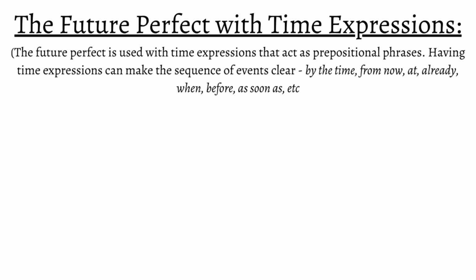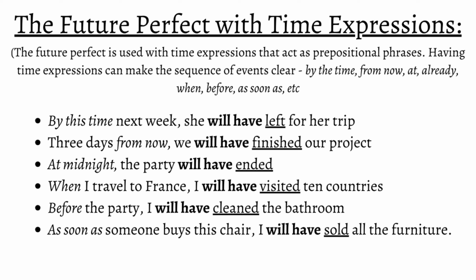It's also worth mentioning that the future perfect is used with time expressions that generally act as prepositional phrases. By having time expressions that make the sequence of events clear, like by the time, from now, at, already, when, before, as soon as, and more, we can understand the full meaning of the future perfect tense. Here are some examples with time expressions.